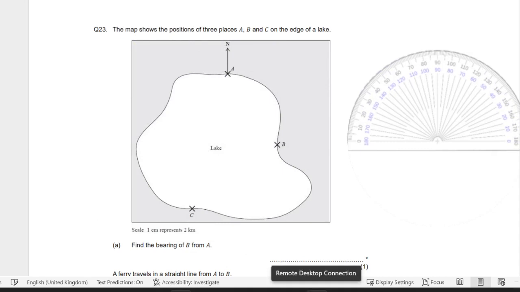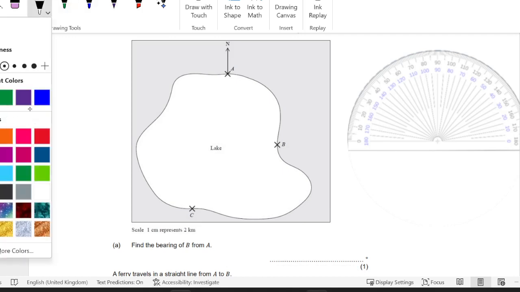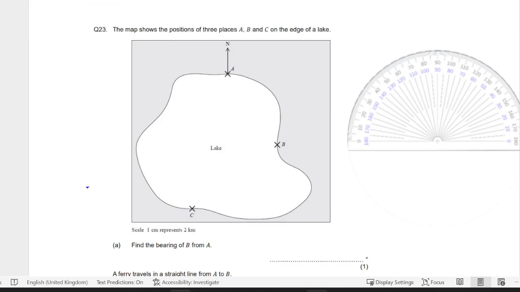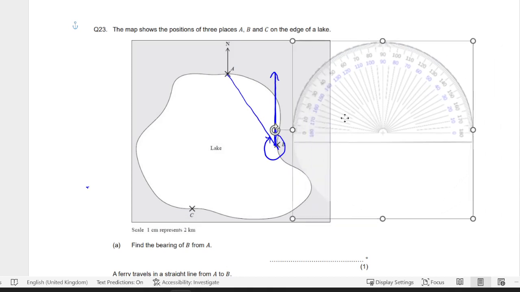So we're measuring from A. Whenever I'm finding a bearing, I'm measuring from north, so I need to draw a north line on. So that's going to be my north line. And I want B from A, so in effect what I really want is this angle here. Because I'm using a 180 degree protractor, what I'm actually going to do is measure the internal angle.